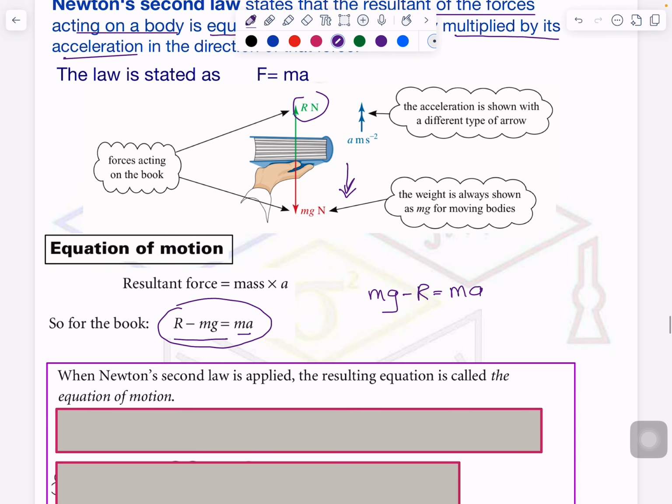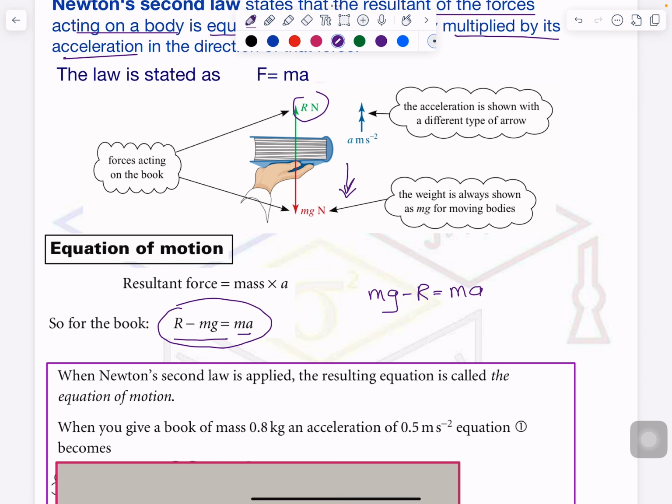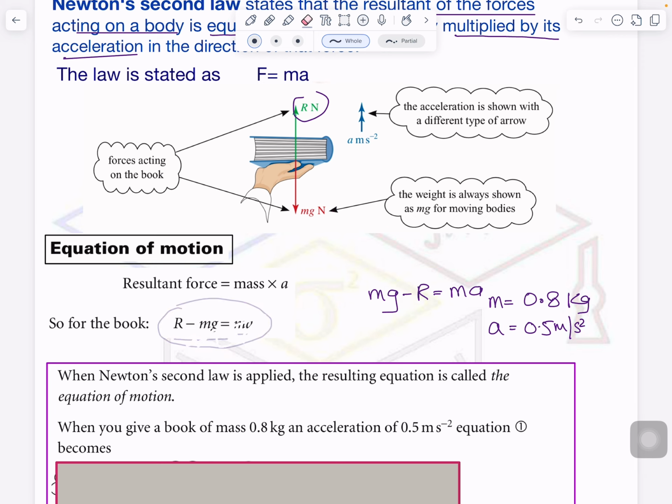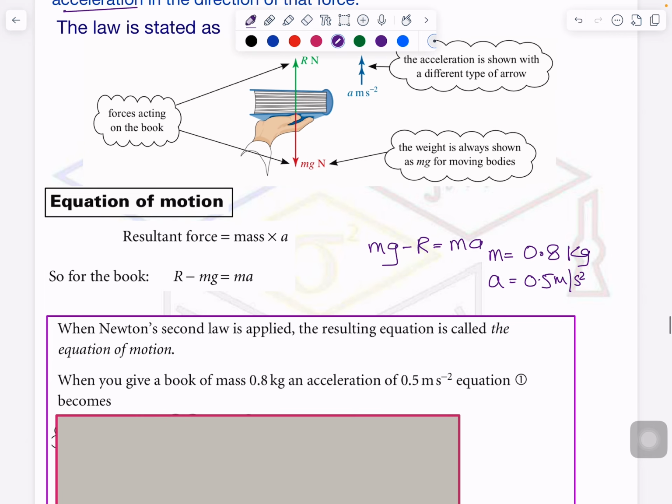Let's give some values here and see how it works. The mass of the book is 0.8 kg, and the acceleration is 0.5 meter per second square. Then in that particular situation, I'm considering the book is going up, as it is shown in the question. So in that case, what will the equation of motion be?